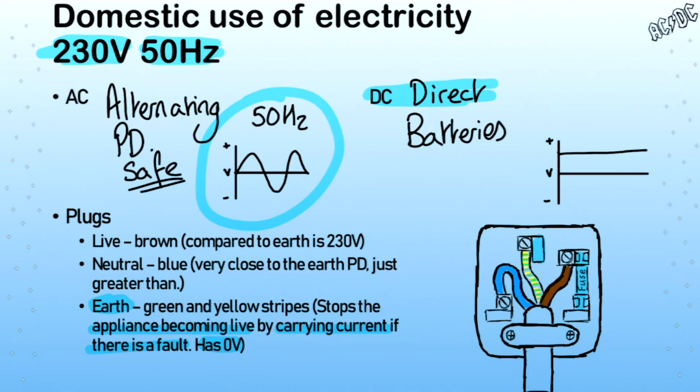The other wire, the neutral wire, I call it the blue-tral wire because it's blue. Anyway, that has a very low potential difference again. It's very close to the Earth's potential difference. It's just greater than 0. So when you have your full circuit made of your brown wire, your live, and your neutral wire, your blue-tral wire, you have a potential difference of near enough 230 volts. It delivers energy very quickly.